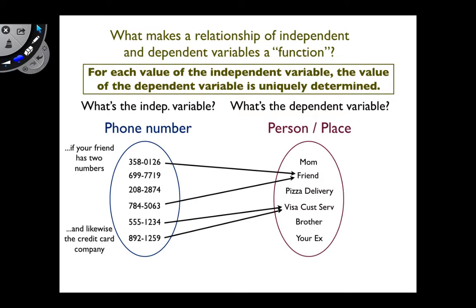What's not okay is the mystery. I dialed this number, one thing's supposed to happen. So every time, in this situation, every time I dial that 555-1234, I get Visa customer service. It doesn't ever lead to my ex or whatever else. It's okay for two independent variable values to have the same associated dependent quantity value. It's not okay the other way around.